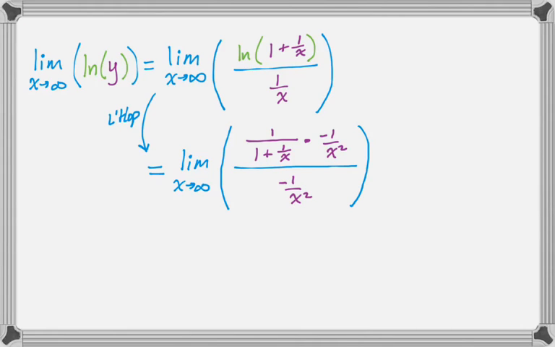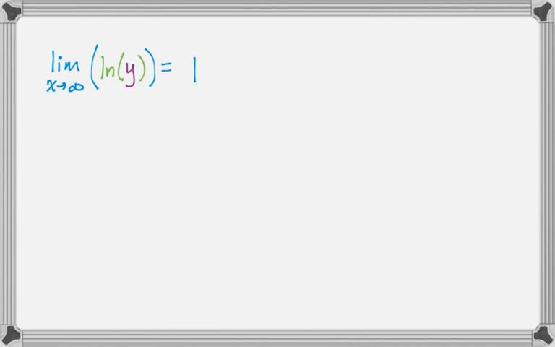And this is good, right? Because I have negative 1 over x squared in the numerator and the denominator. So I can actually just cancel those. And now if I take this limit, it's going to give me 1 over 1 plus 0, so it's going to just give me 1. All right, so I figured out that the limit as x approaches infinity of the natural log of y is equal to 1. So let me copy that.